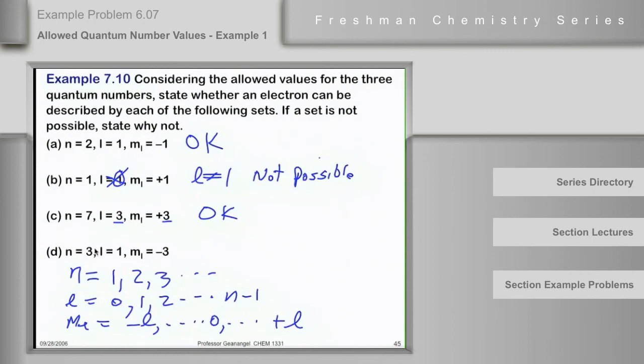All right, D. n is equal to 3 and L is equal to 1. Is that okay? That's okay. But what about m sub L is equal to minus 3? Is that okay? No, because m sub L can only be negative 1, 0, positive 1 only. So this one's not possible. So that's how you solve or answer questions like this.